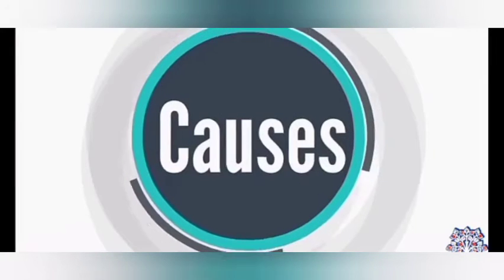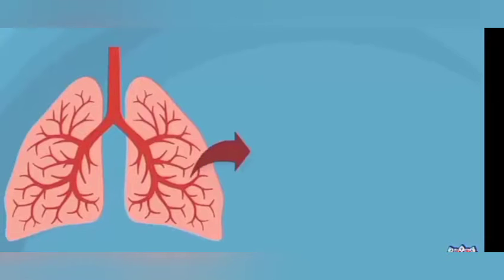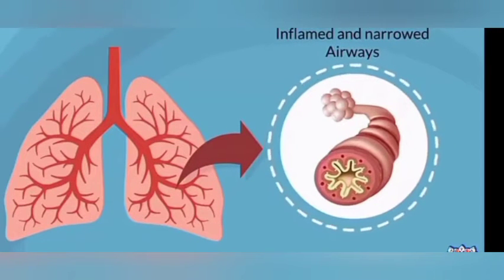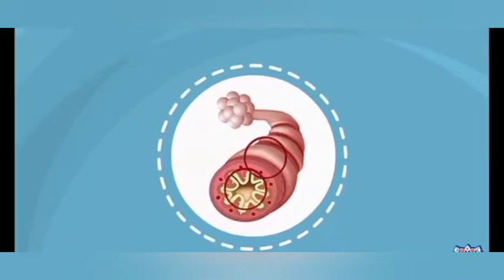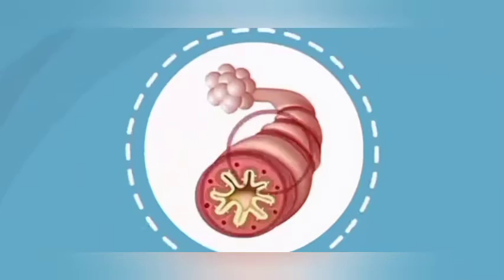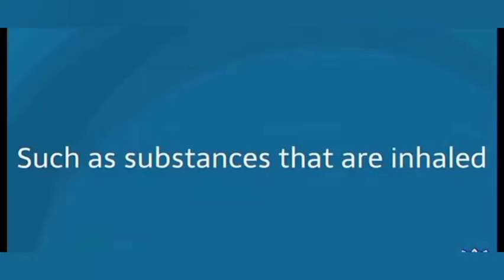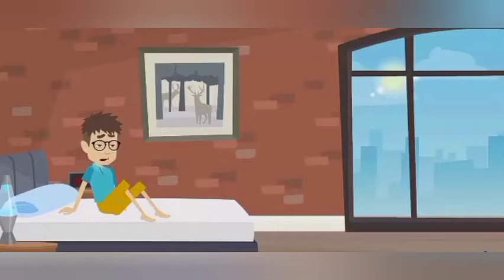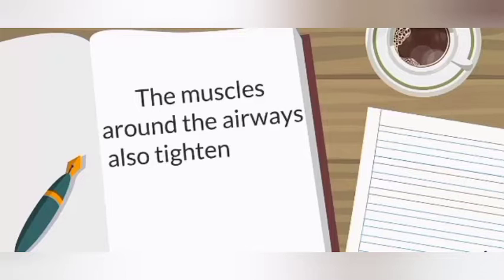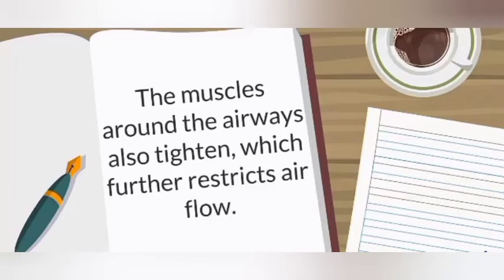So what are the causes of asthma? Asthma is a chronic condition in which the airways that carry air to the lungs are inflamed and narrowed. Inflamed airways are very sensitive, and they tend to react to things in the environment called triggers, such as substances that are inhaled. When the airways react, they swell and narrow even more and also produce extra mucus, all of which make it harder for air to flow to the lungs. The muscles around the airways also tighten, which further restricts airflow.